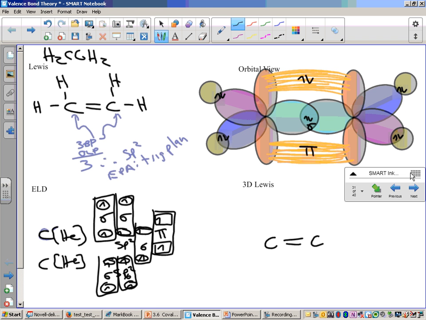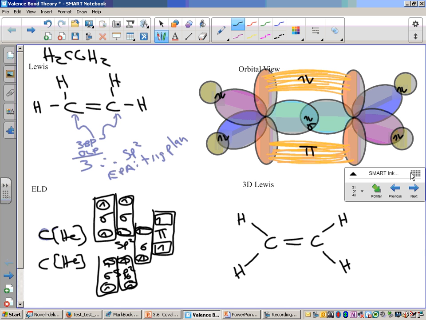Hannah, you don't actually have to look at your notes because I've put them on the wall for you. What are the angles for sp2? Yep. 120. So I'm going H, H, H, H.